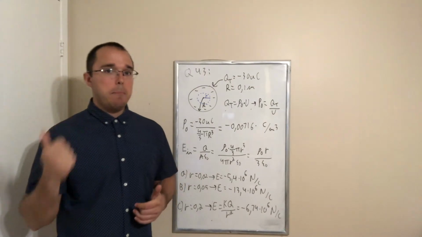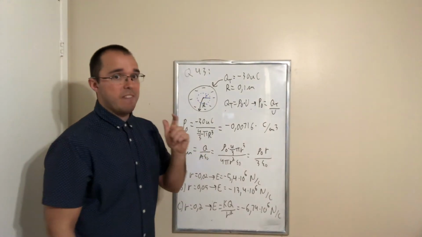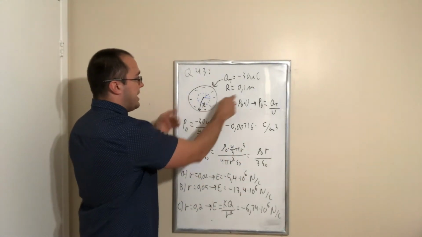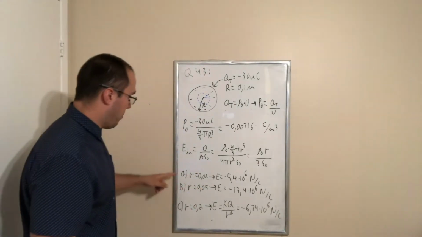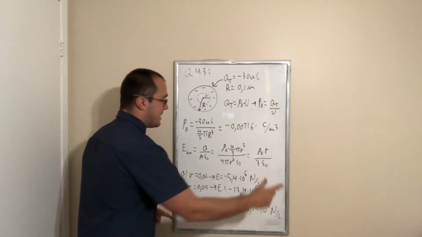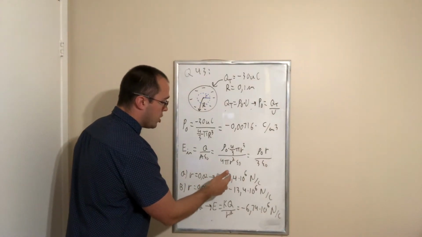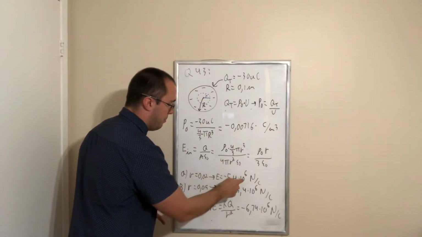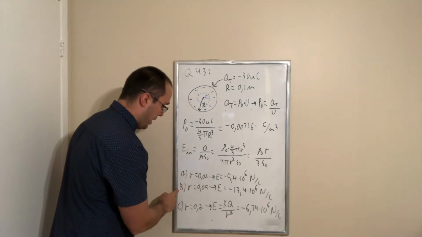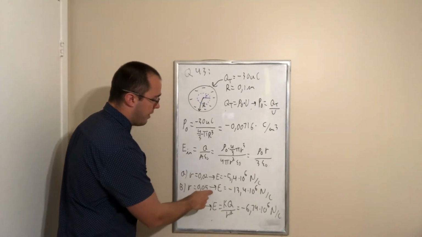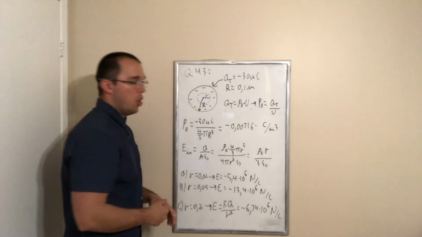Now for part A and B, we are talking about the distance from the center of 2 centimeter and 5 centimeter. The object is 10 centimeter, which means that in part A and B, we are inside the sphere. So for part A, with r equal to 0.02, I simply use that formula, but I replace the r with 0.02. I get minus 5.4 multiplied by 10 to the power 6 Newton per Coulomb. I do the same logic for part B. All right, so r is equal to 0.05, and the electric field is equal to minus 13.4 multiplied by 10 to the power 6 Newton per Coulomb.